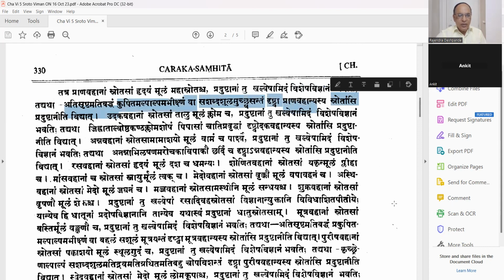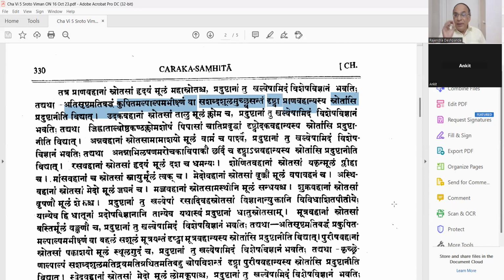Yes. Can you see? Atisrishtam Atibaddham Kupitam Alpalpa Bhikshnam Va Sashabda Shula Uchusantam Drishta Pranavahanyasya Srotamsi Pradushtani Iti Vidyat. These are the symptoms that you must know while you are examining Pranavahasrotas. Because when Pranavahasrotas is affected, there may be bronchial asthma, cough, tuberculosis, pleurisy, emphysema, bronchiectasis, all respiratory problems, rhinitis, tonsillitis. One or all of the symptoms you will get.